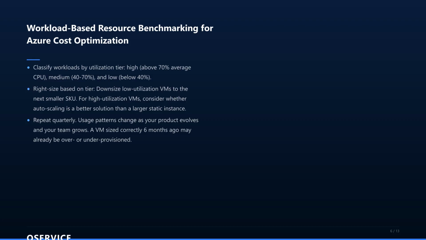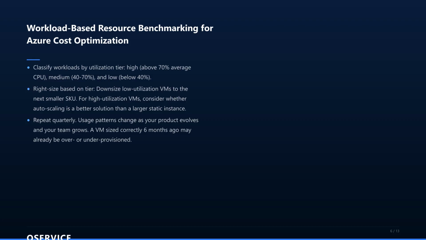Right size based on tier: downsize low utilization VMs to the next smaller SKU. For high utilization VMs, consider whether autoscaling is a better solution than a larger static instance. Repeat quarterly. Usage patterns change as your product evolves and your team grows. A VM sized correctly 6 months ago may already be over or under provisioned.